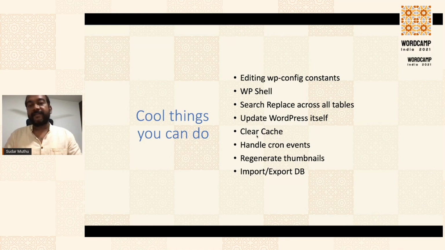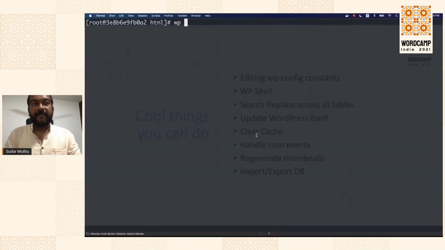Another thing is regenerating thumbnails. Regenerating thumbnails is useful when you add a new image size to your theme. Basically, whenever you upload an image, WordPress will create different thumbnails for that image based on the different image sizes specified in your theme. If you add a new image size to your theme, by default only the new images that are uploaded will be converted to that size. If you already have existing images, then what you need to do is regenerate all the thumbnails. For that, WP CLI has a command called wp media regenerate, which you can use to regenerate all thumbnails.